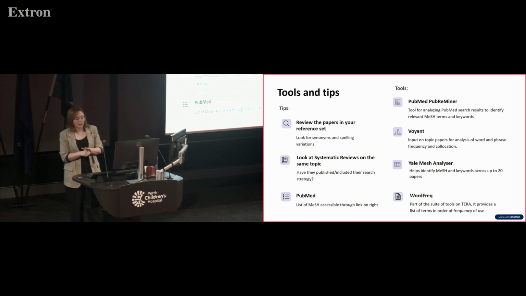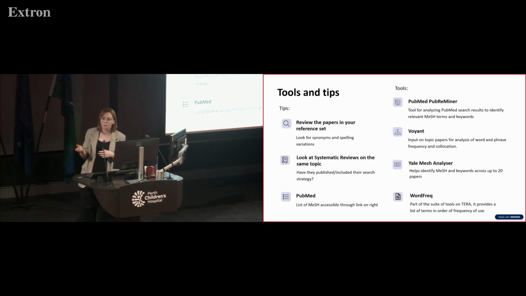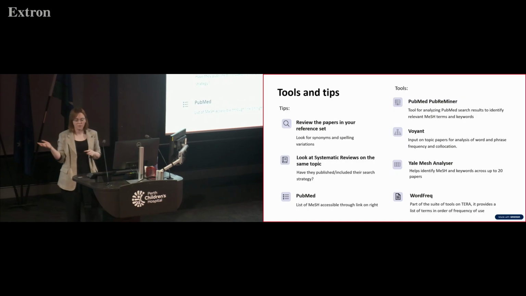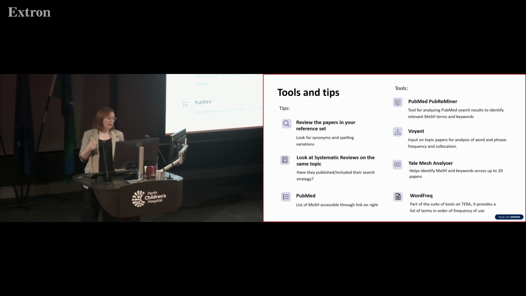The Yale MeSH Analyzer is a really good one if you've got some PubMed IDs. You can chuck them into Yale MeSH Analyzer, and what that does is it actually gives you a table of all the MeSH terms that these articles have been indexed with and the keywords. So again, you can see the frequency of the words coming up, and WordFreak, which is part of the Evidence Review Accelerator. That's part of the suite of tools from Bond University, and again it provides a list of terms in order of their frequency of use, so you can see which ones are being used the most.